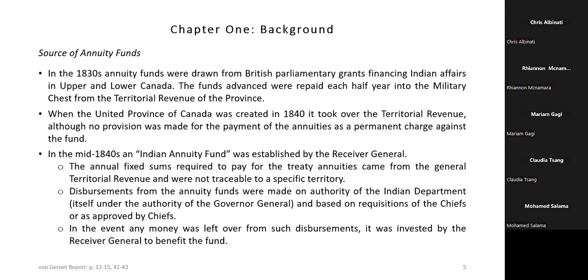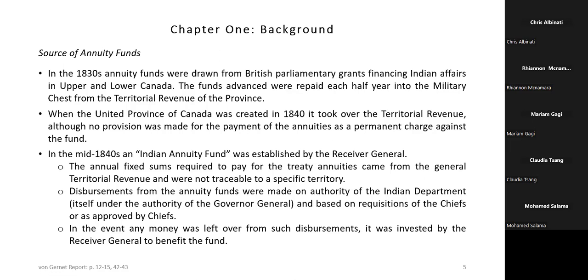Yeah, it does get confusing, because originally these annuity funds, and that's what they're called consistently throughout, were originally drawn from these British parliamentary grants. This was before, of course, the Indian Department was under civil administration and became part of the province of Canada.